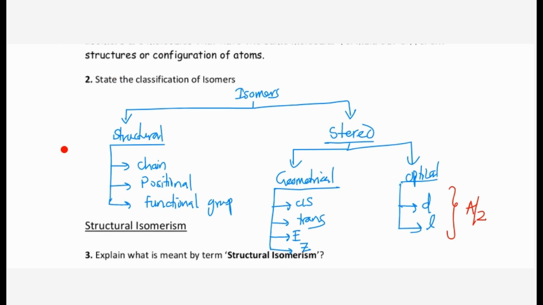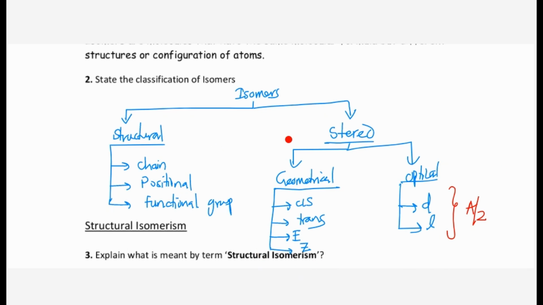What was the first one written under geometrical? Cis, C-I-S, cis. This is trans, E and Z. Don't worry about any of these now. Just copy it. These are a detailed study. I can't say what is cis, what is trans in a minute. After structural isomers are completed, I'll be going into detail. I'll be explaining what is cis, what is trans, what is E, what is Z, all these. Optical isomers are two types. Just need to know the names, D and L. Why it is D and L, what are D and L, all this will be done separately. And that's under A2. Right?